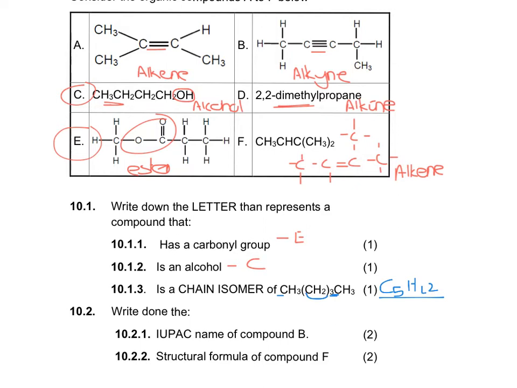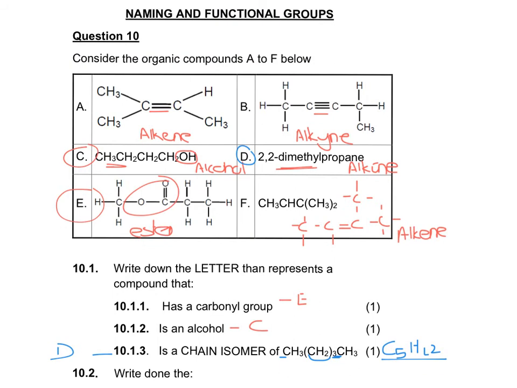That general formula tells me I'm working with an alkane. If you look at your table, we only have 1 alkane. That's D. So it's 2,2-dimethylpropane. Has to be D. There's no other option here. Okay? Now they want us to give the IUPAC name of B.